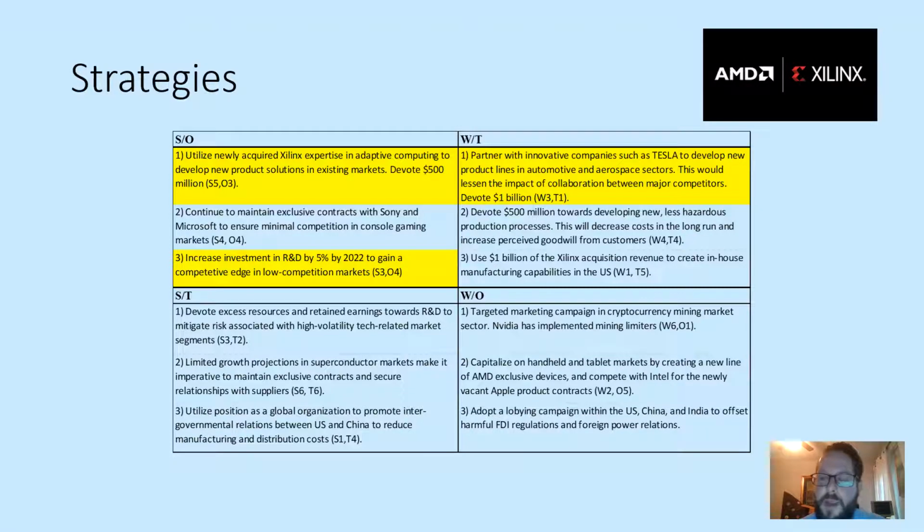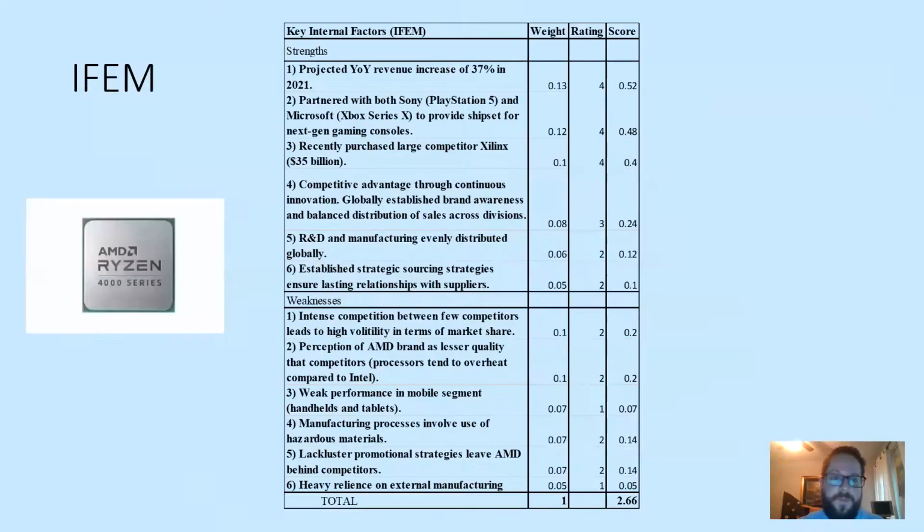The third strategy that I wanted to highlight was a weakness threat strategy. Based on this collaboration between Intel and NVIDIA, I recommend that AMD goes a similar route and partners with innovative companies. I selected Tesla just as an innovative leader in the automotive and aerospace sectors, which I've also identified as markets that AMD could possibly enter and possibly thrive in.